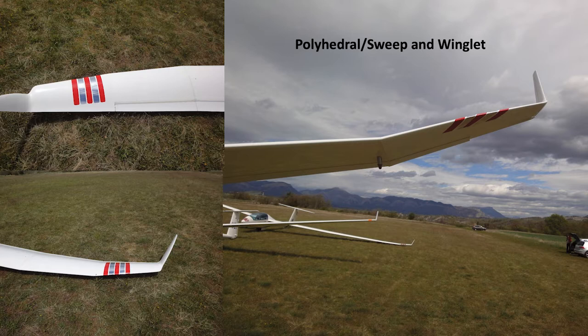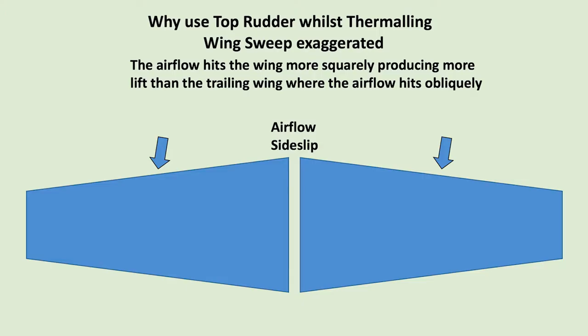So here we have a DG1000, and we can see it's got a combination of polyhedral, sweep, and winglet. Why use top rudder whilst thermaling? Well, here's the wing sweep exaggerated. The airflow hits the leading wing more squarely, producing more lift than the trailing wing, where the airflow hits obliquely.